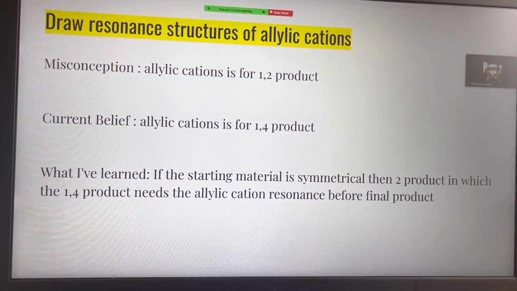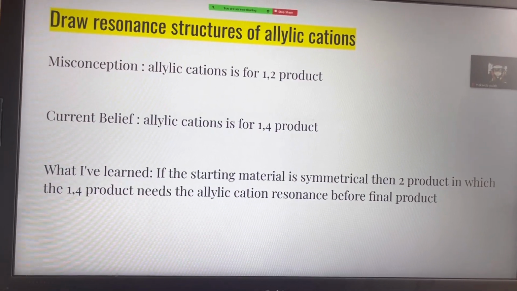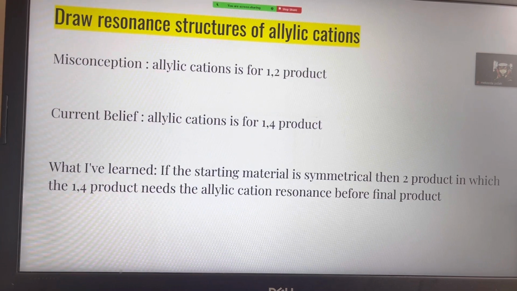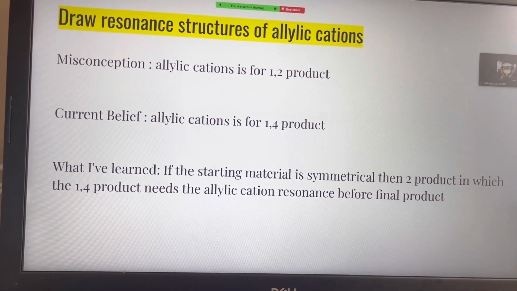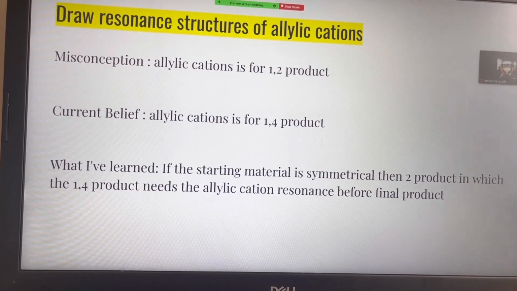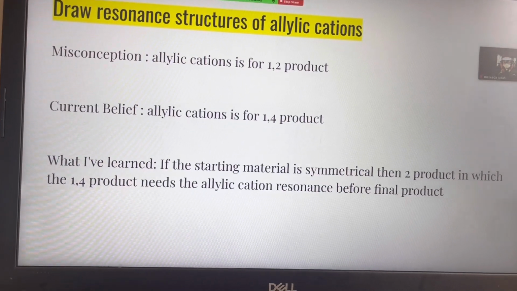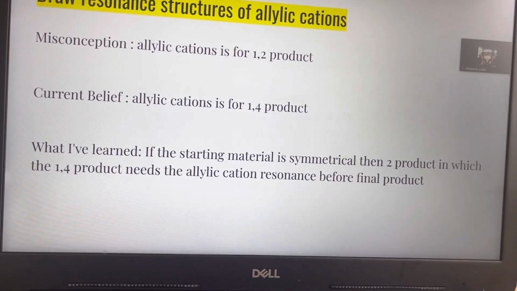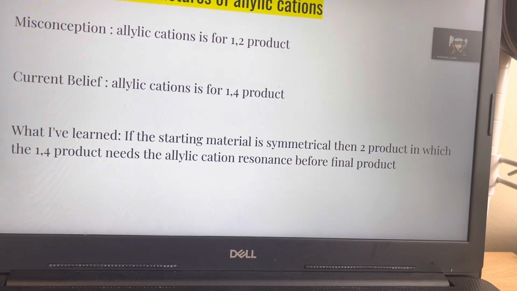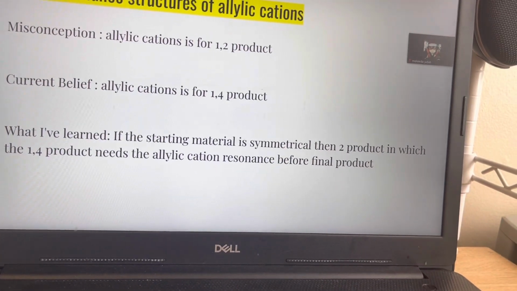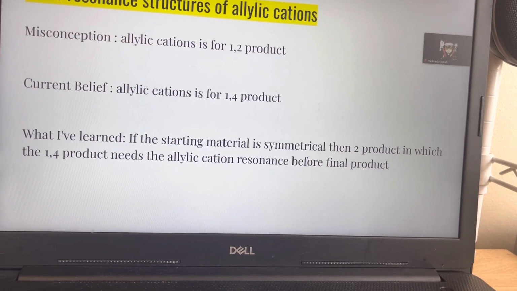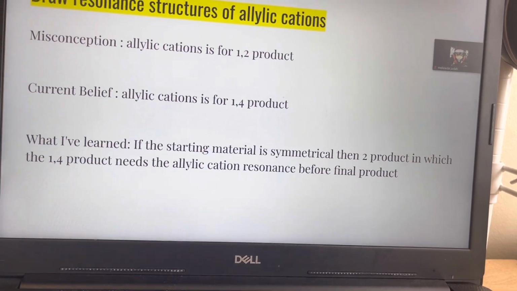So draw the resonance structures of allylic cations. The current belief is the allylic cation is for the 1,2 product, and also for the 1,4 product. What I've learned is if the starting material is symmetrical, then there are two products, in which the 1,4 needs the allylic cation resonance before the final product.